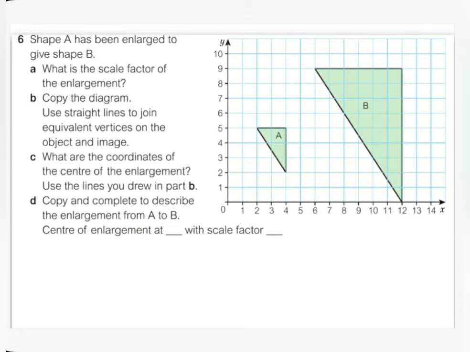In this presentation, we're going to talk about Unit 5, Enlargement. Now, question 6. Shape A has been enlarged to give shape B. A. What is the scale factor of enlargement? Now, to find the scale factor, what do we do? Let's go and check the key point.